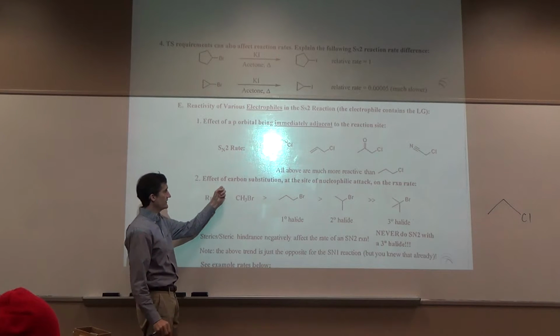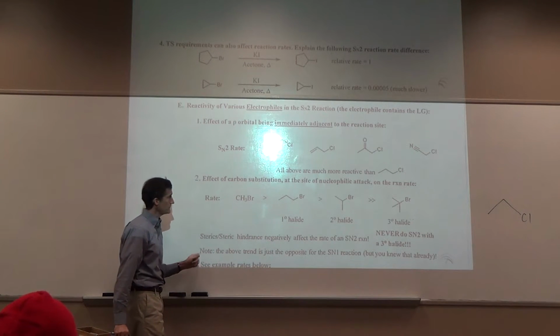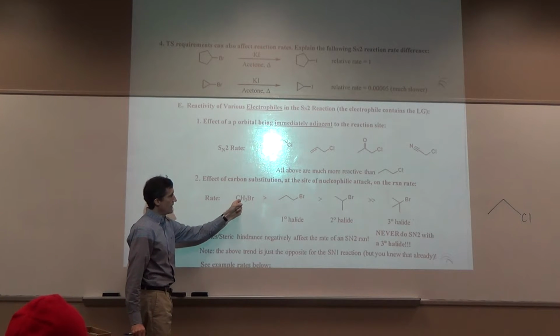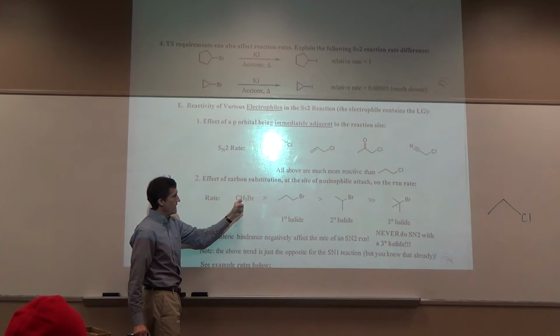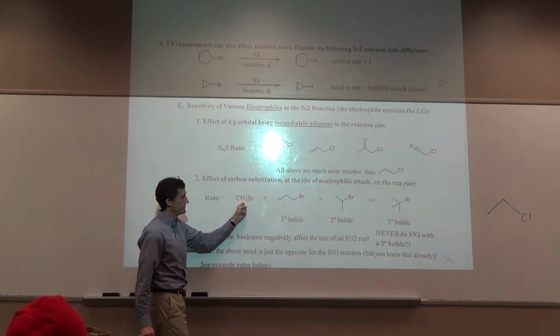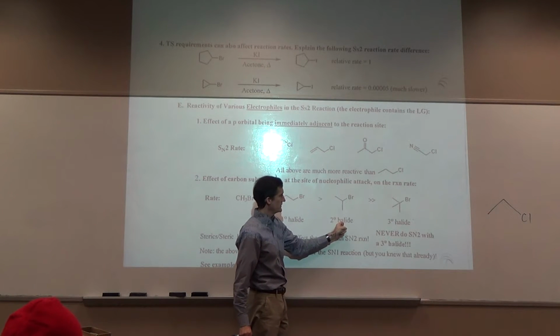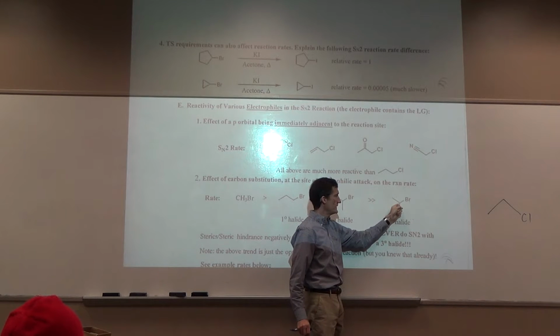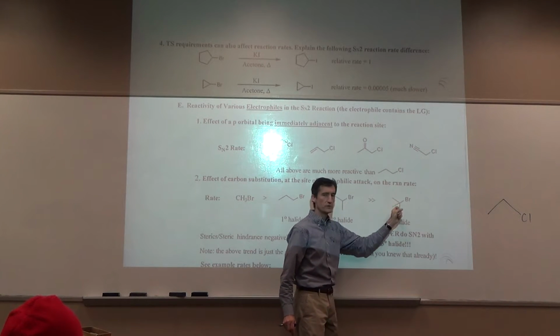Well, we can look at the effect of carbon substitution at the site of nucleophilic attack. Now the leaving group is all the same here. Bromine. Methyl bromide is going to be your most reactive. Primary halide next, secondary halide, a little bit slower. Tertiary halide, slowest. And indeed, you never do SN2 with a tertiary halide.